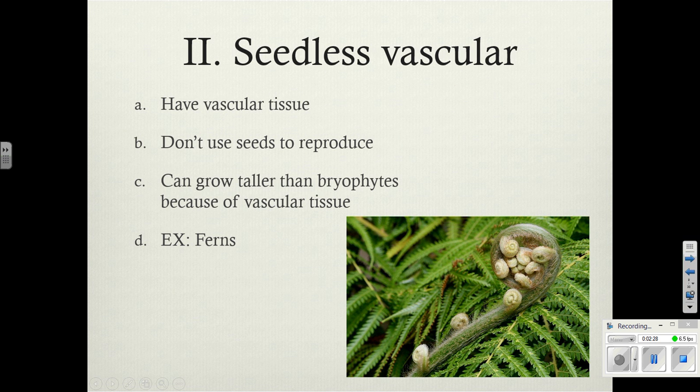Seedless vascular plants do have xylem and phloem now, so they can grow a little bit taller up off the ground. However, they're still not going to use the seed to reproduce. So a good example of this would be like a fern.